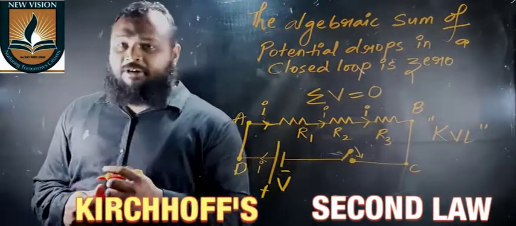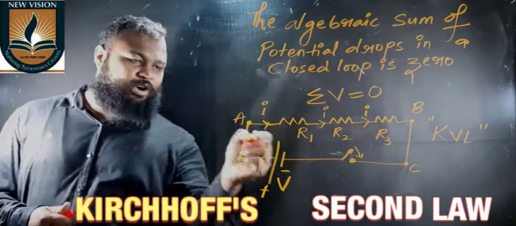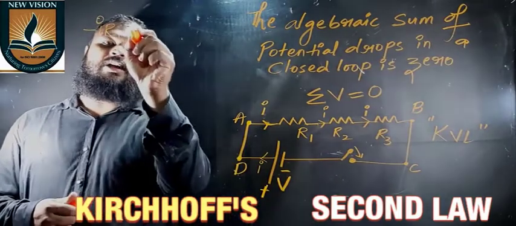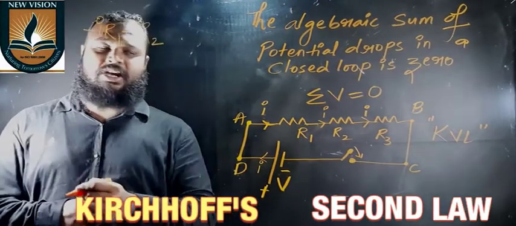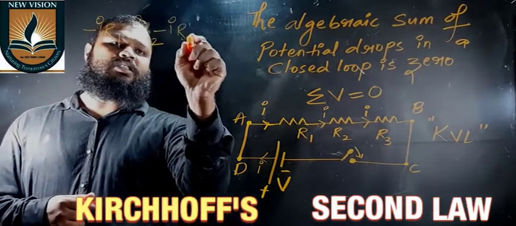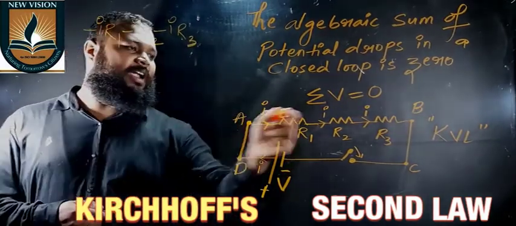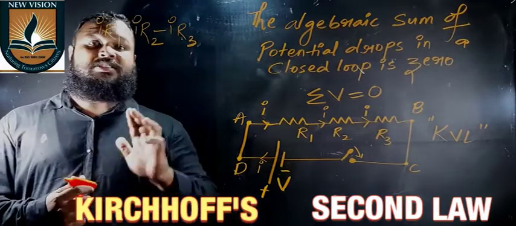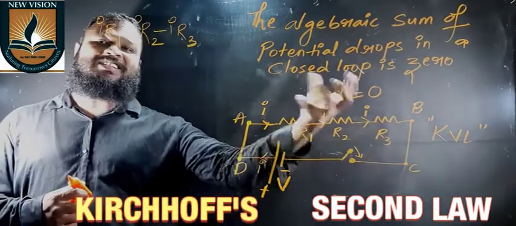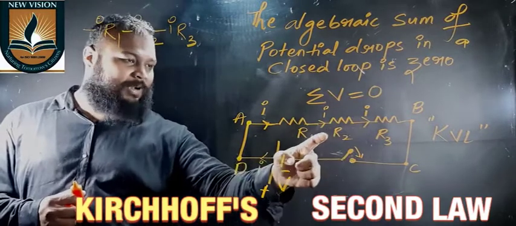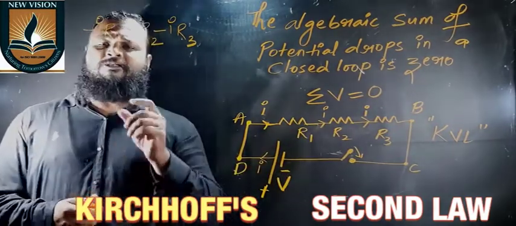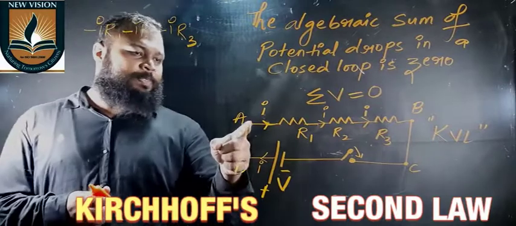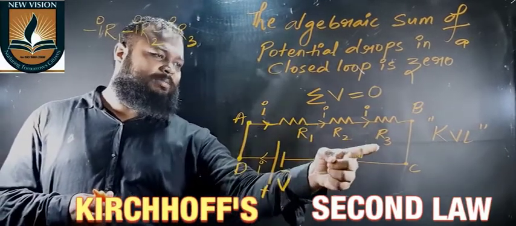So the equation will be, since it is a drop, we would write minus I into R1 across R1, minus I into R2 across R2, and minus I into R3 across R3. So moving from A to B, there are 3 potential drops: IR1, IR2 and IR3. Suppose you move from B to A, the potential is gained. So you would write plus IR3, plus IR2 and plus IR1. While solving problems, we will get more clarification about this one. Let's continue this. So minus IR1, minus IR2 and minus IR3.